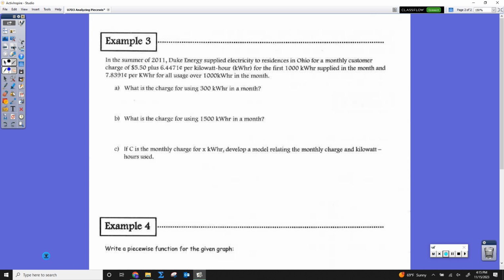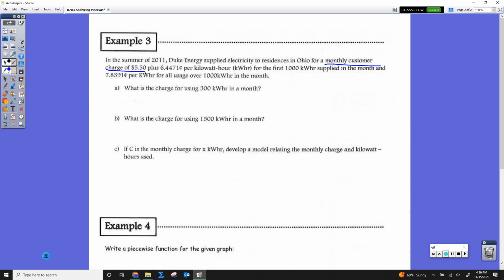All right, here's one application I'll do with you. It's an energy, like an electricity providing example. So we have this company that's going to charge a monthly customer charge of $5.50, plus 6.4471 cents per kilowatt hour for the first 1,000 kilowatt hours supplied in the month, and then they're going to hike up the price even higher, to 7.8391 cents per kilowatt hour for anything that's over 1,000.